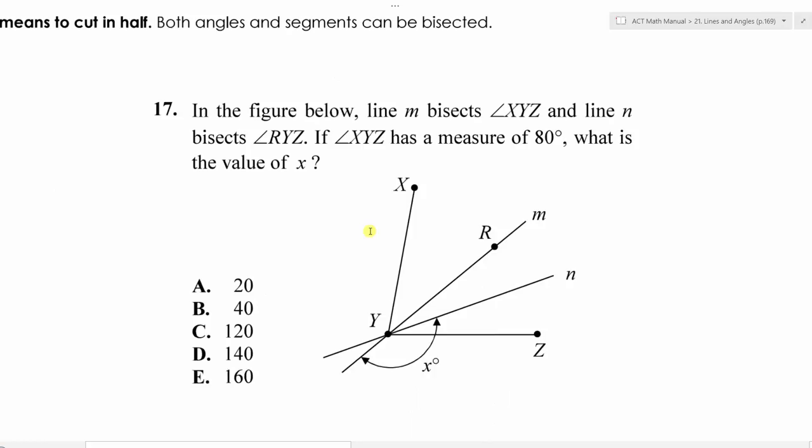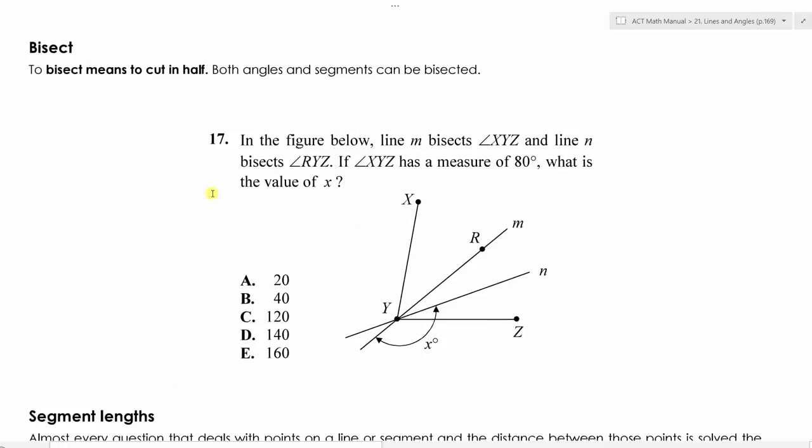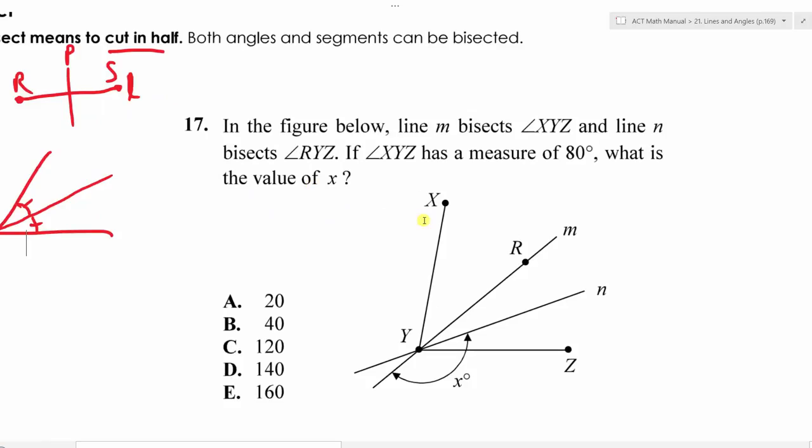Number 17 just deals with bisecting. You all should know that to bisect means to cut in half, and it can mean to cut in half a segment. So let's say this is line L. We would say that line P is bisecting segment RS on line L. And then we can also bisect angles. If a line or segment comes in and splits an angle into two equal halves, that is a bisecting line or segment.